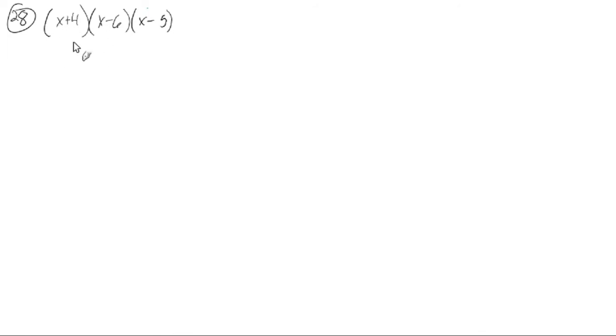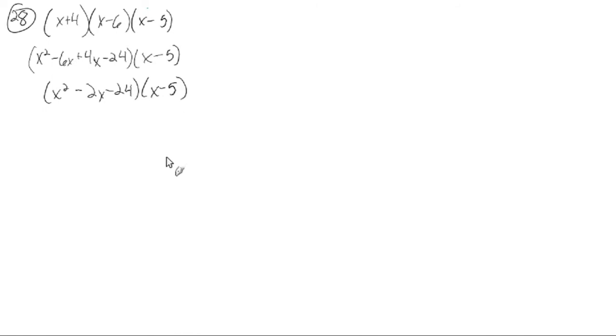So x times x is x squared. And now x times -6 is -6x. Now x has been distributed, it's done. So let's distribute the 4. 4 times x, and 4 times -6 is -24. So we have this term, we're multiplying by x minus 5. Let's collect these like terms here. We get x squared minus 2x minus 24 times x minus 5.